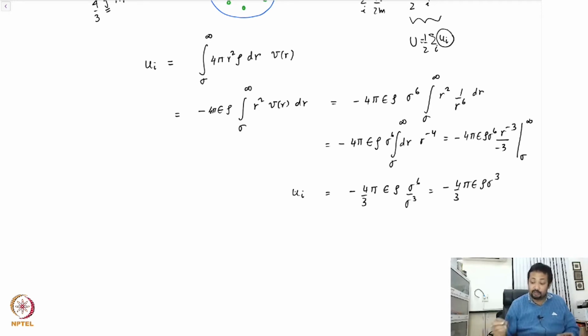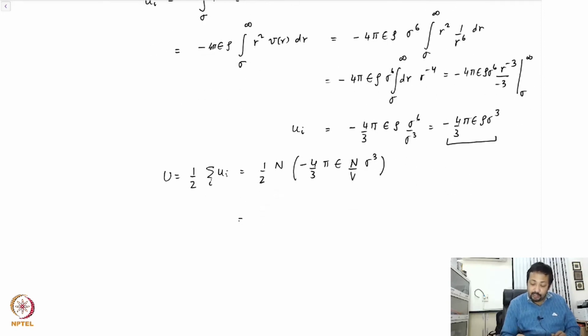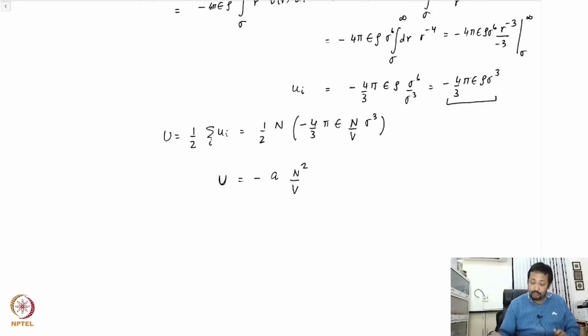which is no longer dependent on the position, so that the total energy is now half the sum over u_i, which is half n times this number, minus 4 by 3 pi epsilon rho, where density is n by V, sigma cube. Now you clearly see that this quantity is minus A times n square over V. This is your potential energy. So the Hamiltonian, which you started off with as the many-particle Hamiltonian, now simplifies to the sum of p_i square over twice m. Here I am going to change the label by saying that i goes from 1 to 3n, removing the vector sign on the momentum, and the energy is minus A n square over V, and this must be equal to E.